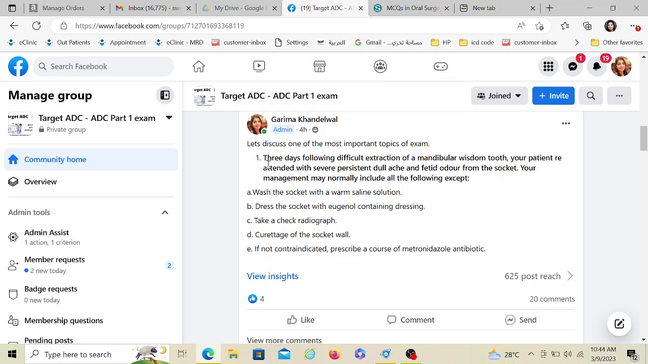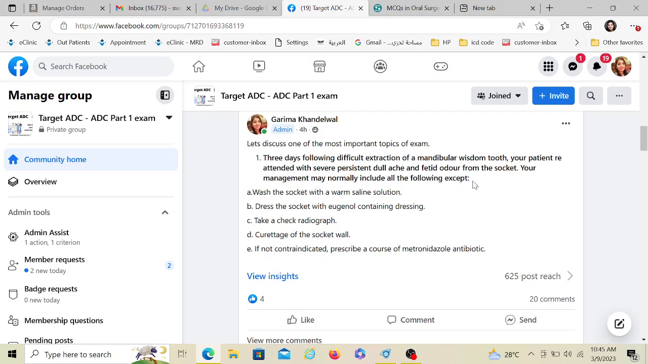So the question is, 3 days following difficult extraction of a mandibular wisdom tooth, your patient re-attended with severe persistent dull ache and fetid odor from the socket. Your management may normally include all of the following except.